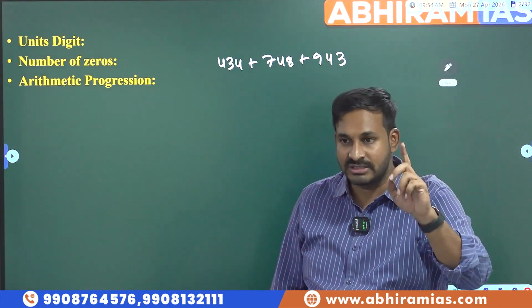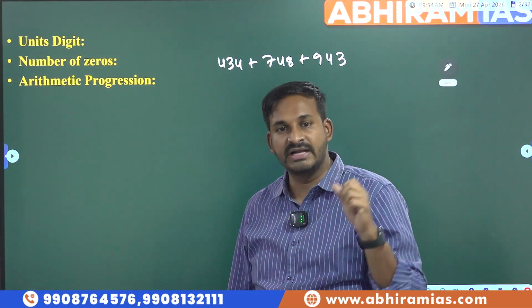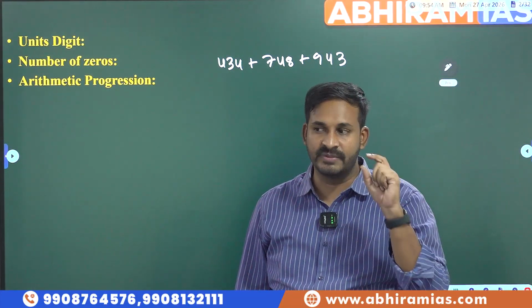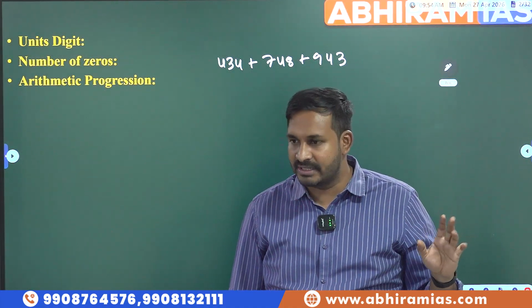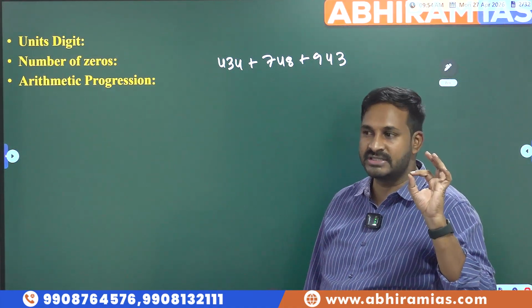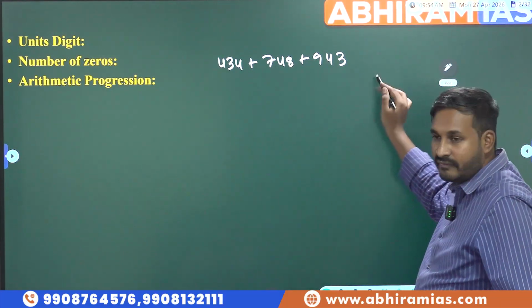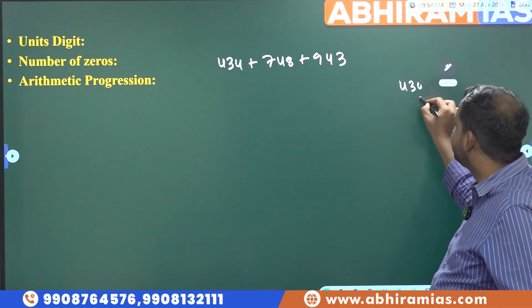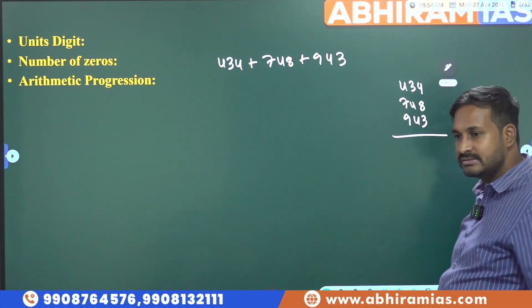See, our last concept was remainder, so we only concentrated on remainders. And here our concentration should be only on the digit present at the units place. We will not bother about the complete number. We only concentrate on the digit present at the units place. Now please see here, students. In general, what do we do? 434, 748, 943. We will add like this, right?